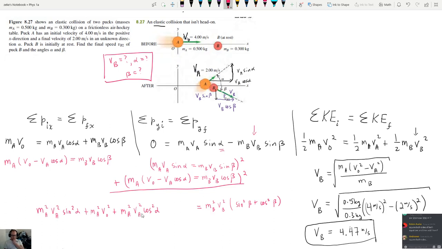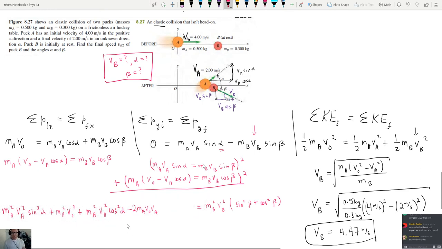Oh no, did we eliminate all the variables? No, we're still going to have one left over because of the cross term, right? And then minus, when we square out this binomial right here, we're going to get a cross term that's going to be negative 2. There's an MA, and then it's V naught VA. So again, the cross term that's going to show up here is going to be 2 times MA, V naught, VA, and then a cosine alpha. Okay?